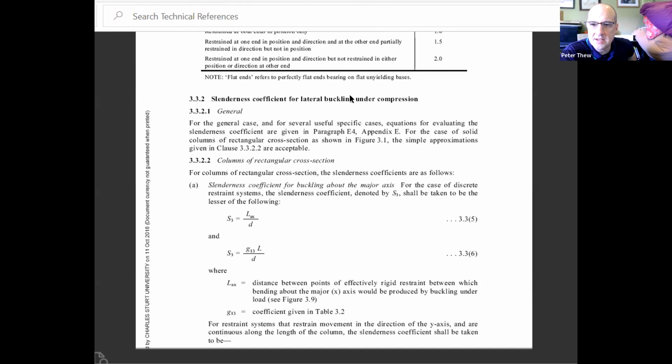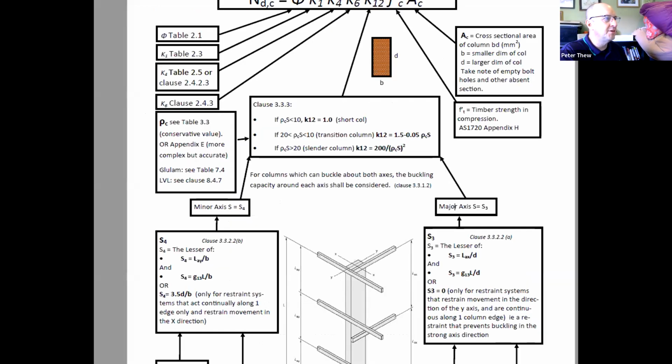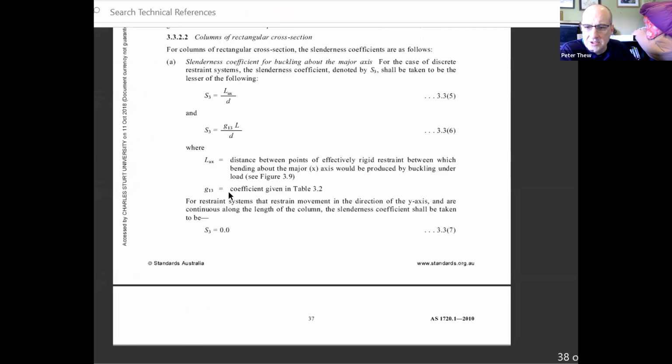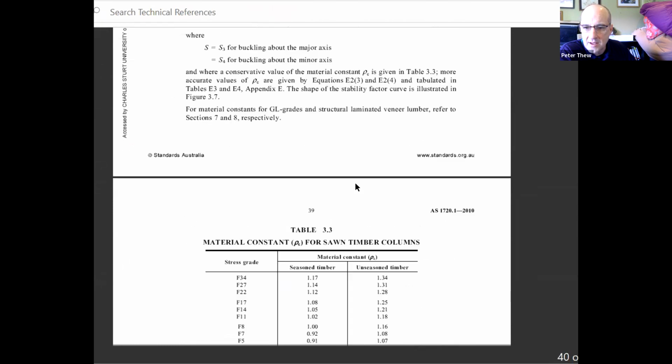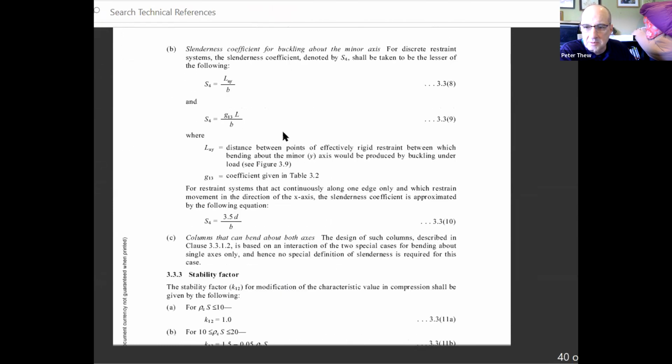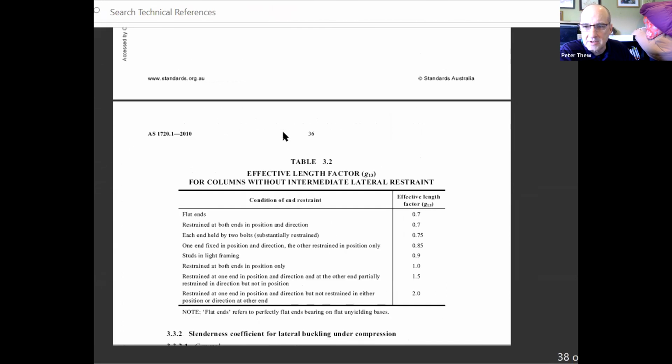Columns, slenderness coefficient for lateral buckling under compression. Columns are rectangular cross section where you have a B value and a D value. And you have to find the G13 coefficient, given in table 3.2. So come down to table 3.2. There's that diagram, and there's table 3.3. Where did 3.2 go? Here it is. Effective length for columns without intermediate lateral restraint.